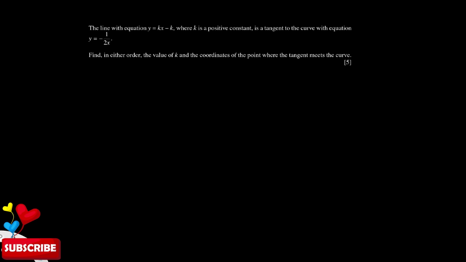So first, let me just draw a curve to represent the information that we're talking about. We have a straight line with the equation y equals kx minus k. Then we have the curve which touches this line at one specific point. That's why we're saying this is a tangent, which is y equals negative 1 over 2x.